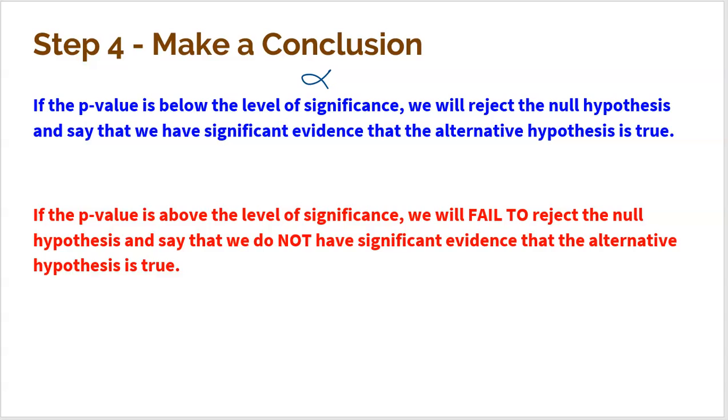If a p-value is above the level of significance, we fail to reject the null hypothesis, and we say that we do not have significant evidence that the alternative hypothesis is true. So we love p-values that are really, really small, like 0.000001, because those are clearly going to tell us to reject the null. That's way below any level of significance. That means our data is very significant, hence reject the null, go with the alternative.